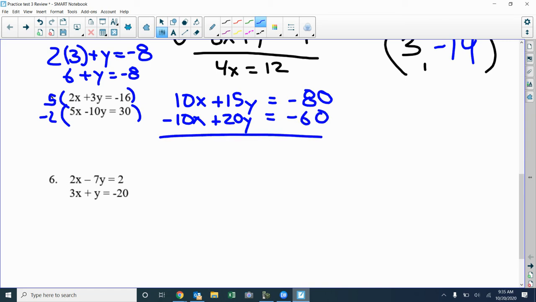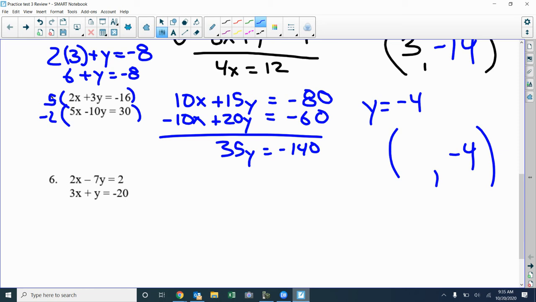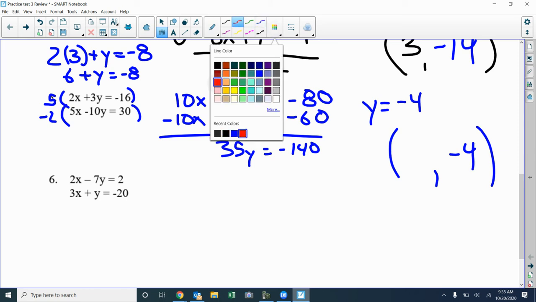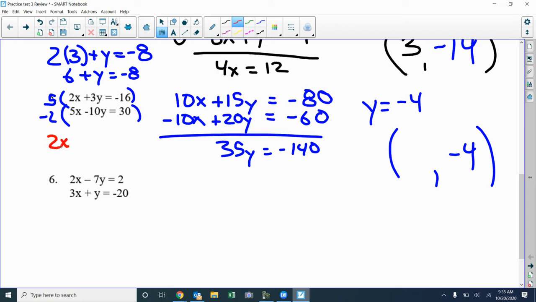Ready to add straight down, eliminate. 35y is equal to negative 140. And if you divide by 35, I think your y is negative 4? Negative 4. So there is our y value. Put them back in over here. Solving 2x plus 3 times negative 4 equals negative 16.